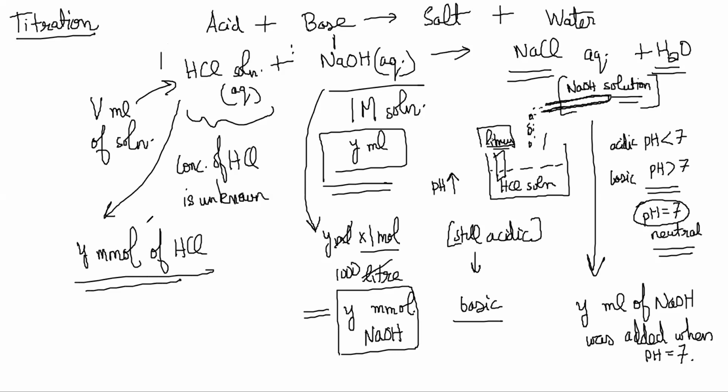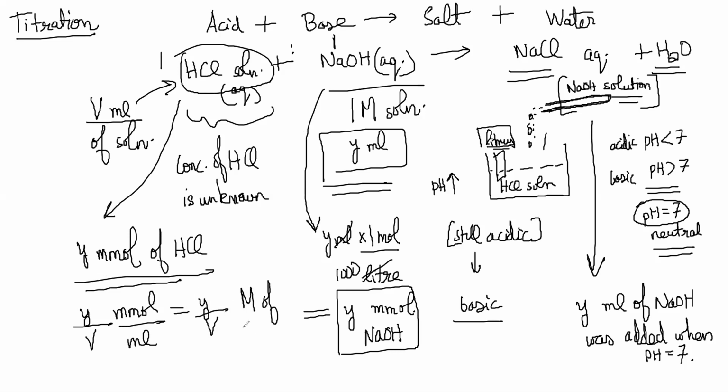Originally the volume of the solution was V ml, right? V ml of the solution was there, and that had y millimole of HCl. That means y by V is the millimole per milliliter. So y by V is the molarity of HCl.